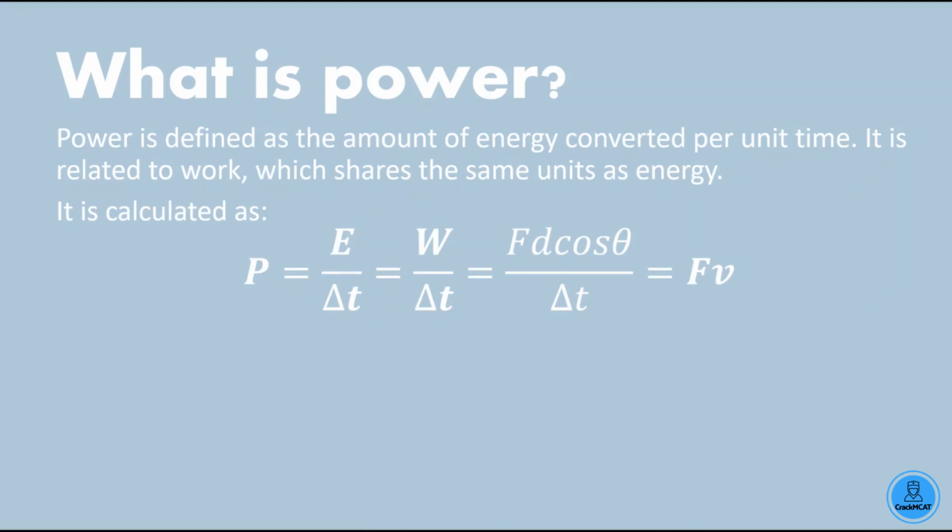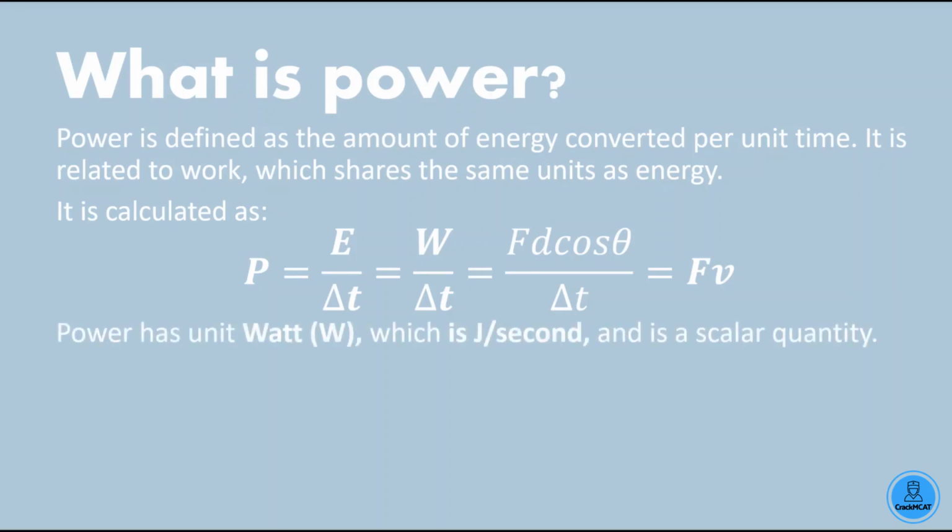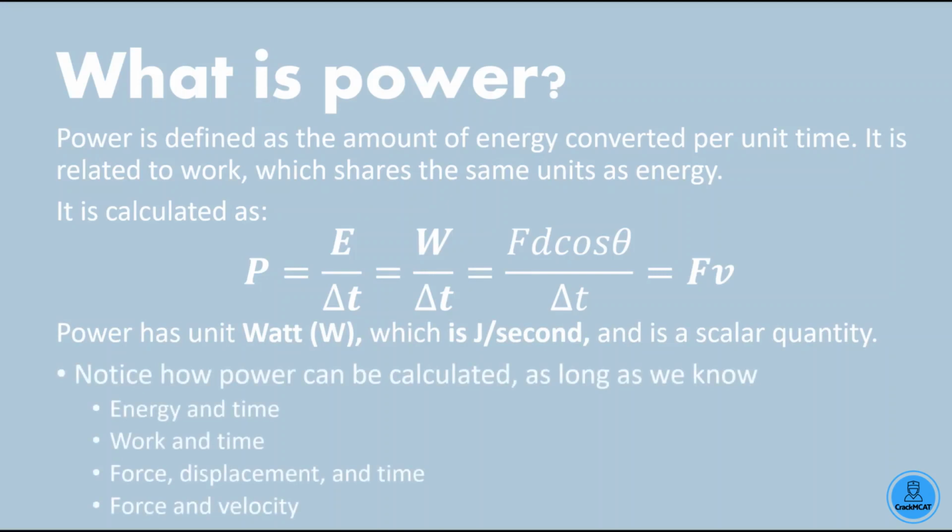Or if you were to expand on work, it's force times distance times cosine theta over time, which is also equal to force times velocity. So what this means is that if you know energy and time, or work and time, or force, displacement and time, or force and velocity, you can find power.